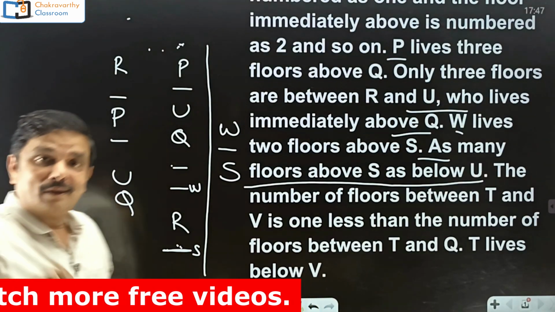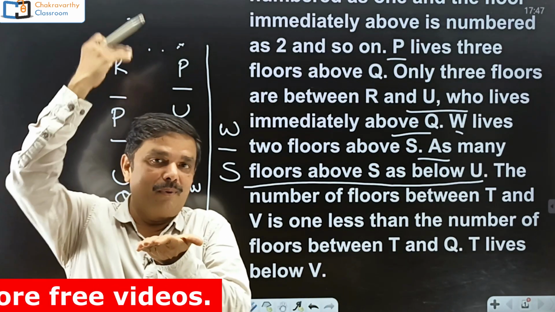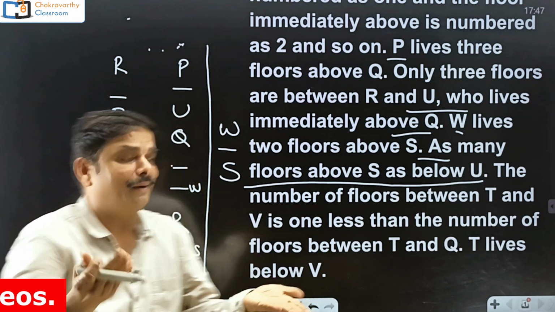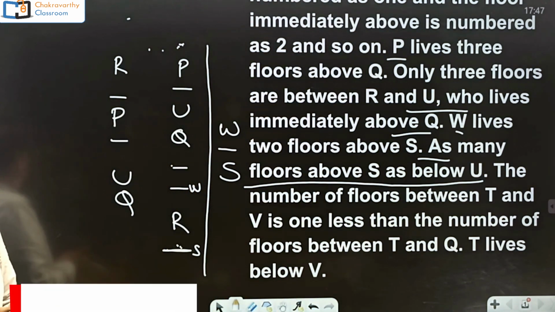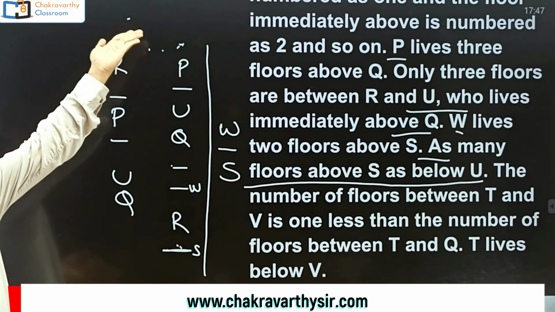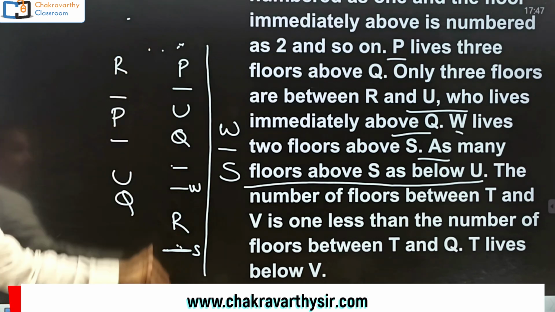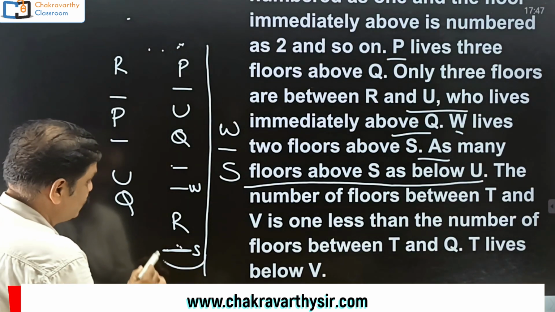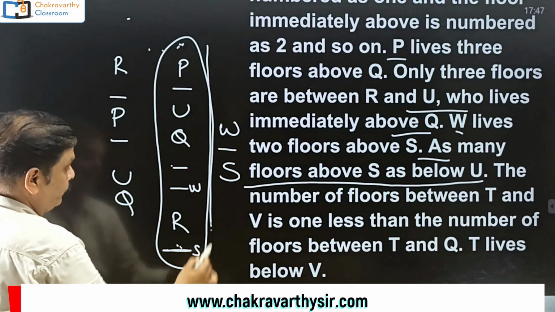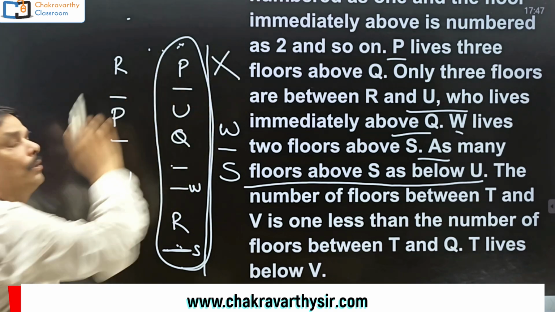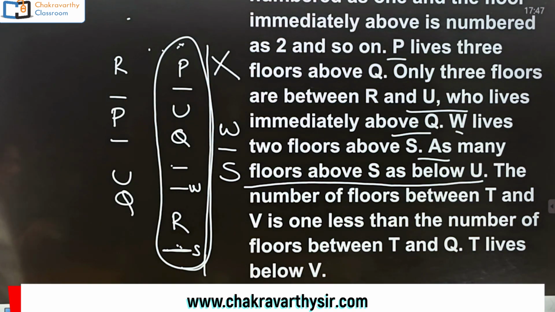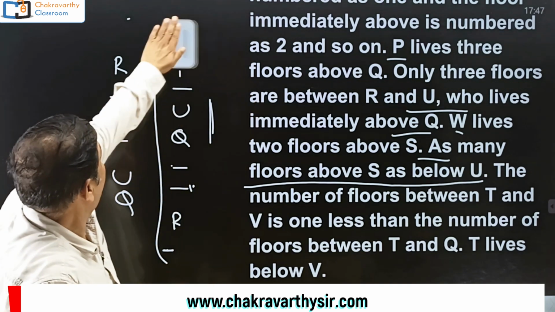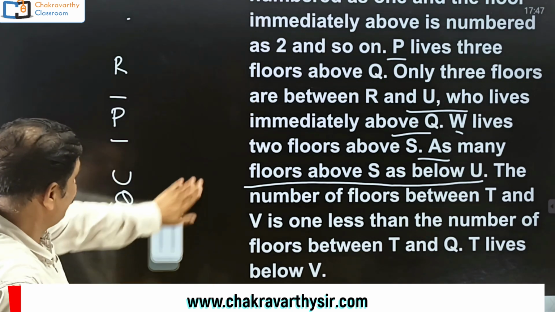But the other condition, how many floors are above S? Those many floors must be below U. But that condition is not fulfilled. Because above S, 7 floors are there. So below U, 7 floors are not there. That means this arrangement is wrong. Now we got the idea? Right, I'm just taking this one out. I have left out with only one arrangement.